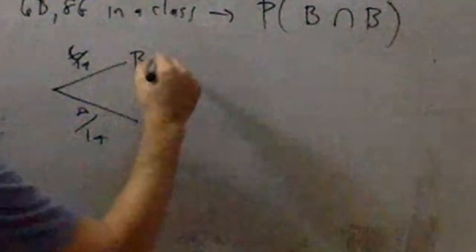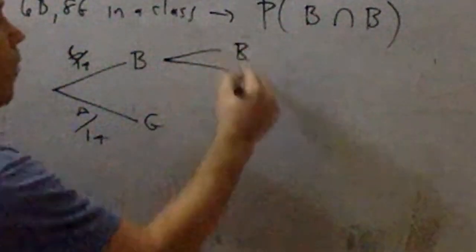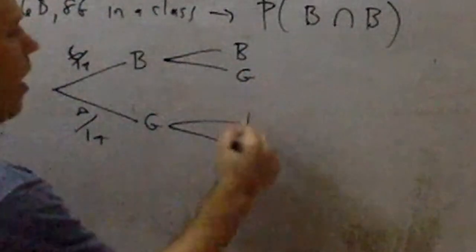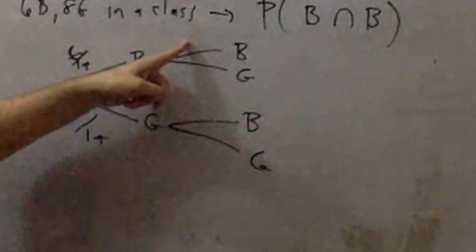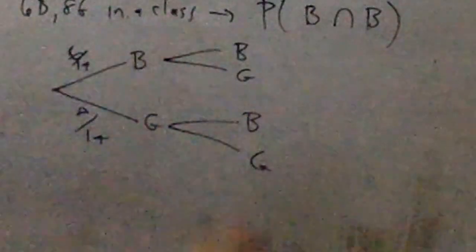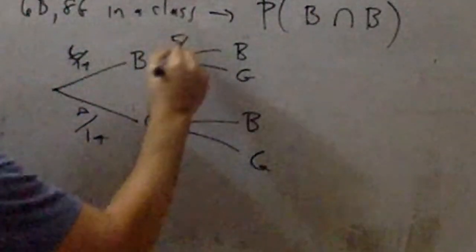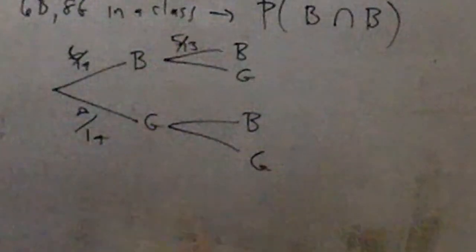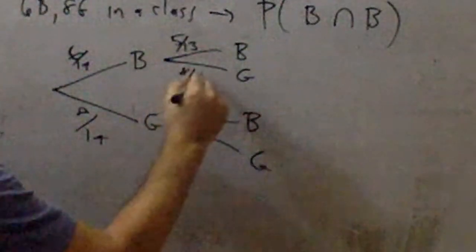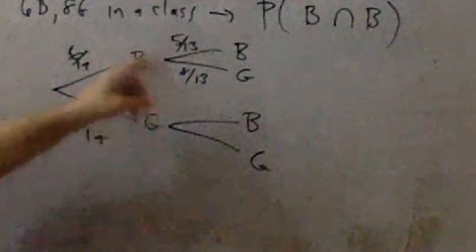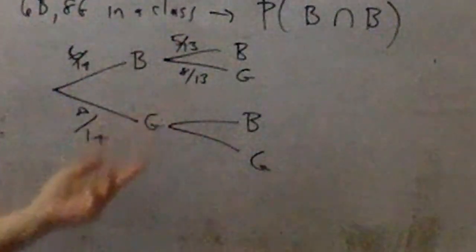What does the next set of branches look like? So once again, I either pick a boy or a girl. Well, this branch is not 6/14. This branch is now, there's only 5 boys left, and there's only 13 kids left. For the first girl, I only picked boys, so I still have my 8 girls left, but out of 13. It's interesting, the probability increases for these.